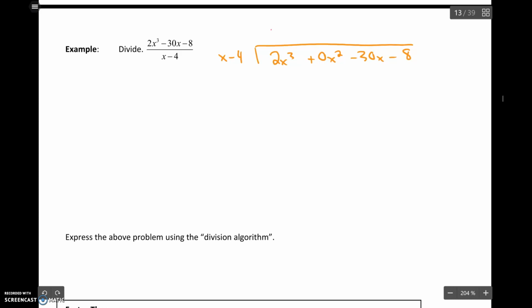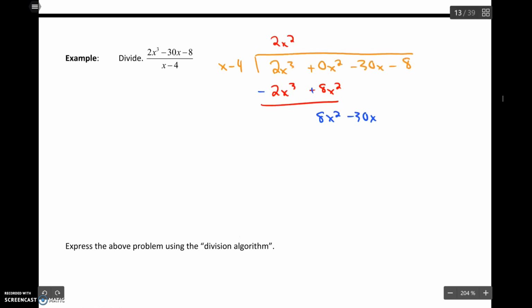So x goes into there, 2x squared times this is 2x to the third minus 8x to the second. Change the signs, minus, plus, add, 0, 8x squared, bring down the next term. X goes into that, positive 8x times, because 8x times x is 8x squared, that's what I want. 8x times this is negative 32x. Change the signs and add. 0, 2x, bring down the next term.